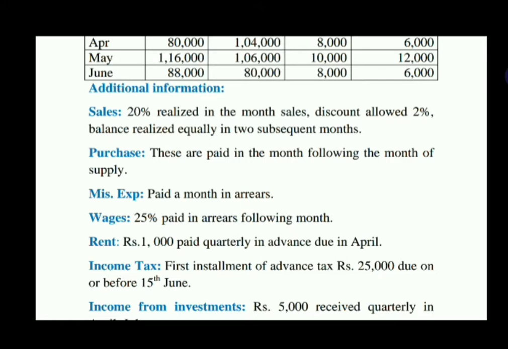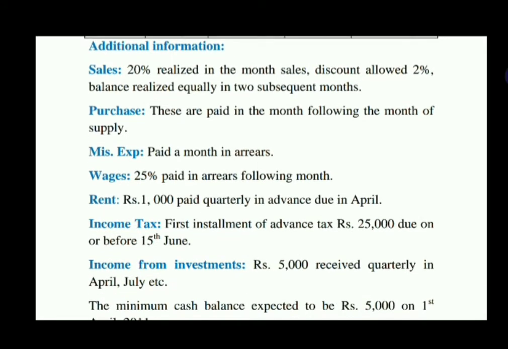So sales is one of the items of receipts. Next, purchases, that is expenditure. Miscellaneous expenses, expenditure. Wages, expenditure. Rent, expenditure. Income tax, expenditure or payments. And income from investments, that is income or receipts. So out of these different elements, there are only 3 elements which come under receipts. That is cash sales. Second one is credit sales or collection from debtors. What is credit sales here? It means collection from debtors. And next one is income from investments.